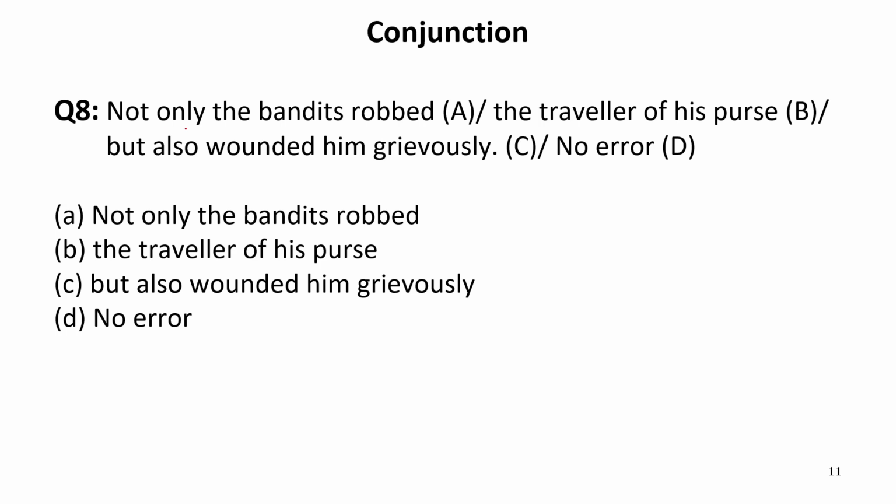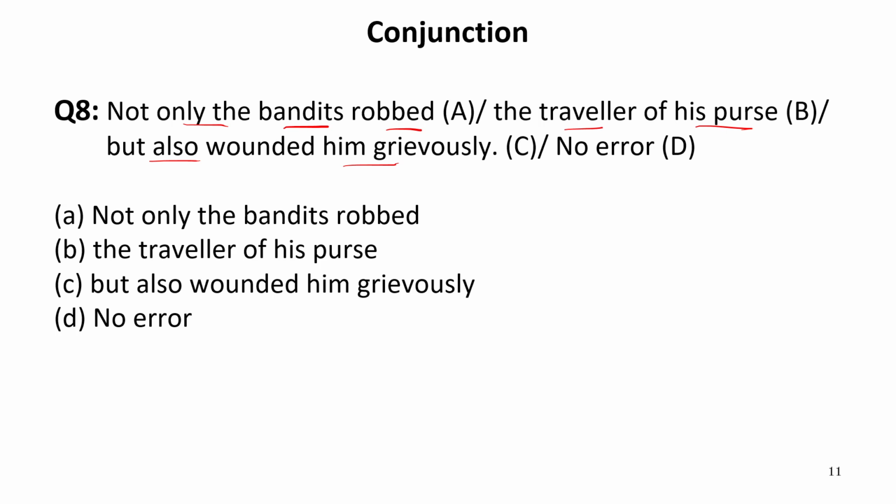Now, not only the bandits robbed the traveler of his purse but also wounded him grievously. Now again in this sentence we have not only and but also, and we know that from this part the error can occur in two forms. First, the pair, the matching pair. Second, the position of not only but also.